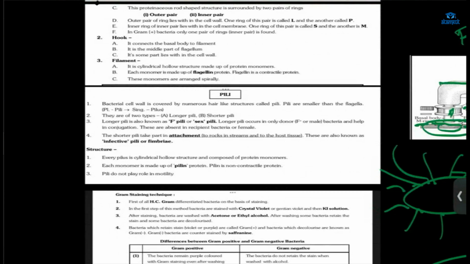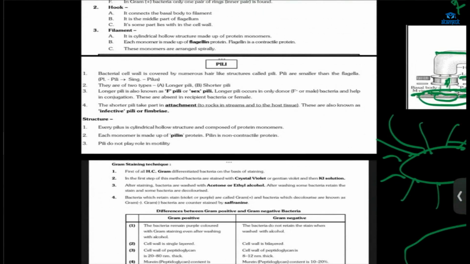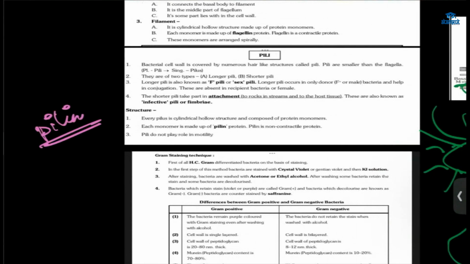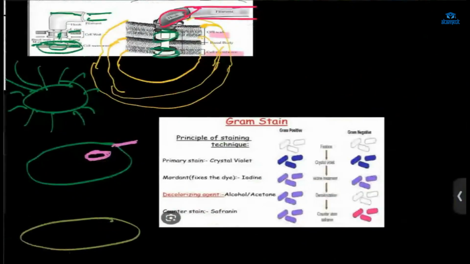I told you there are two types of pili. One is the longer pili, which helps in sex, that is reproduction. And the shorter one helps in attachment to any surface, such as host tissue, rock, stone, whichever. And this pili is made up of which protein? Pilin.